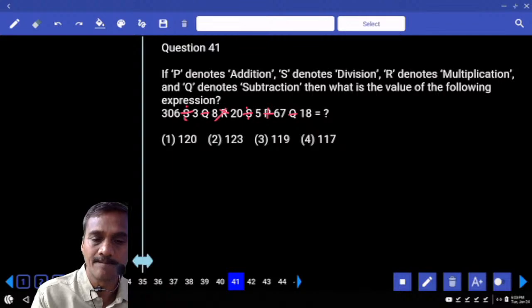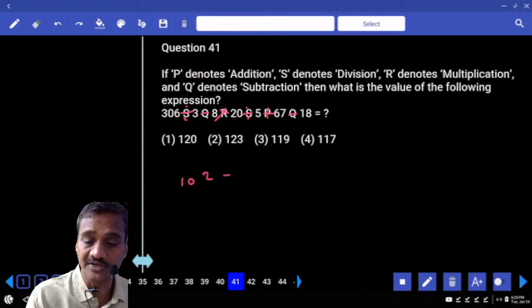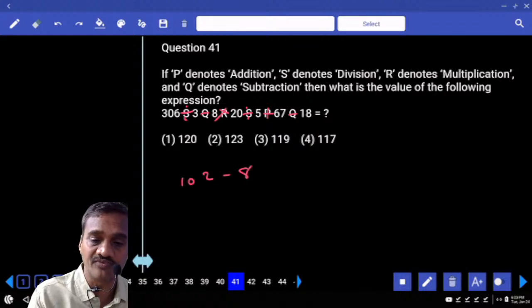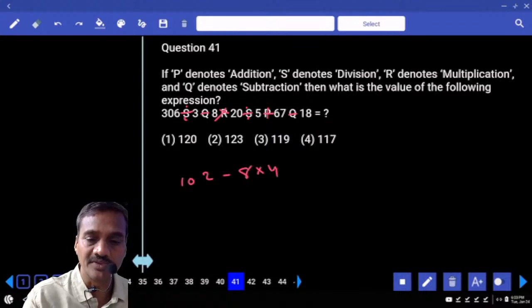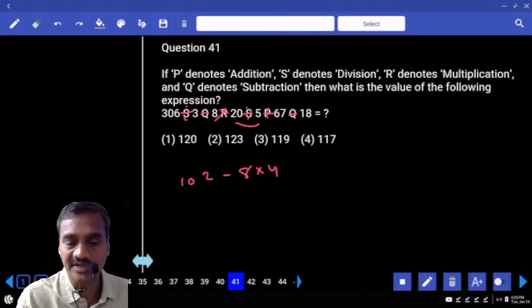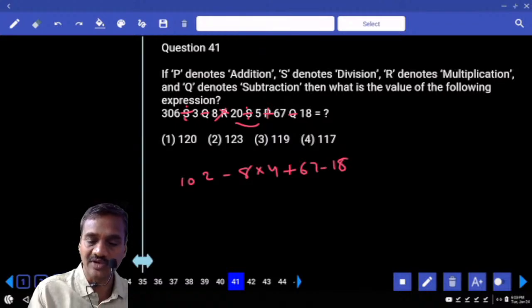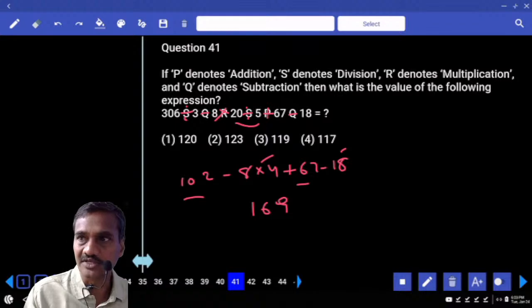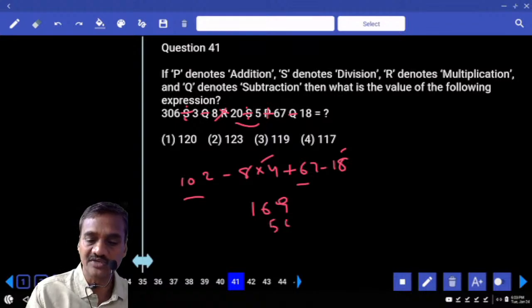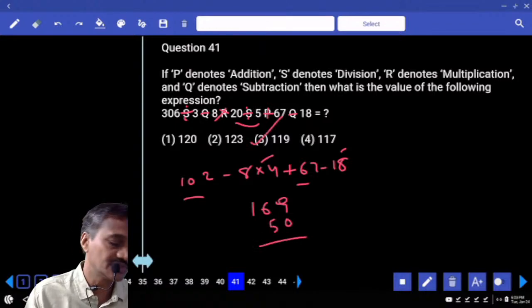And 102. Minus 8 into 20. 8 into how much? 8 into 20 divided by 5. That is 4. The first division, 20 divided by 5, is 4. And plus 67 minus 18. Tell me what is the value you got here? 102 plus 67. How much is that? 169. Minus 32 plus 18. 32 plus 18, 50. Then what is the difference we have? 119. Choice 3, question number 41.